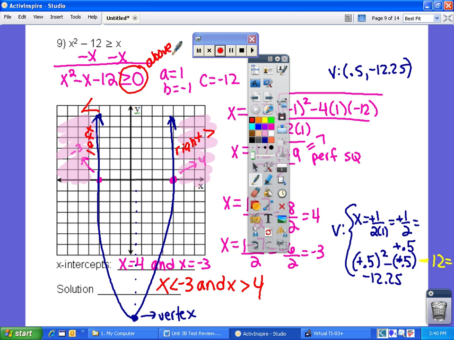So your solution is all based on this. You have to be able to look. If it's above, you're going to be going in opposite directions. If it's below, you're going to be going into each other.